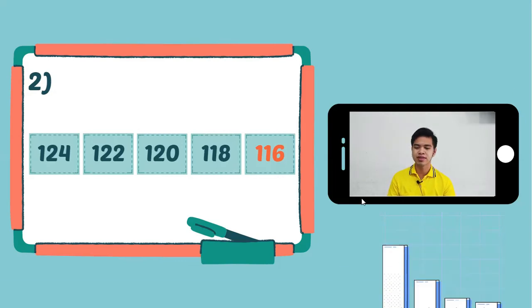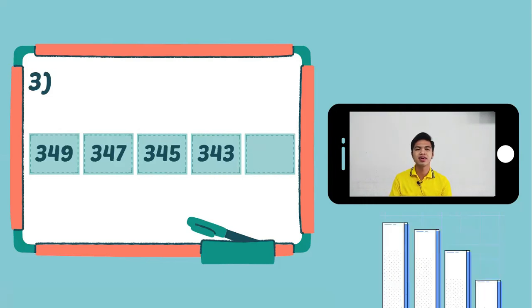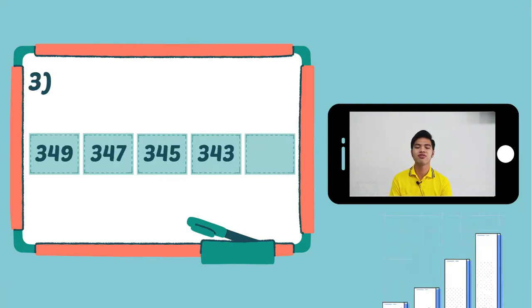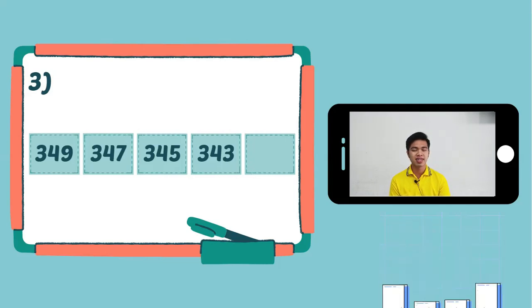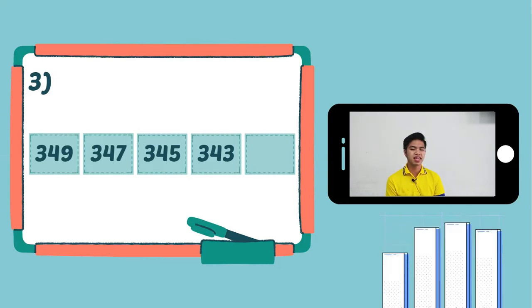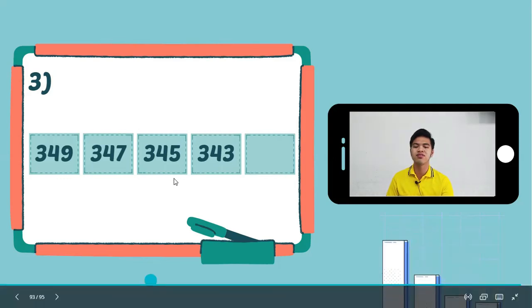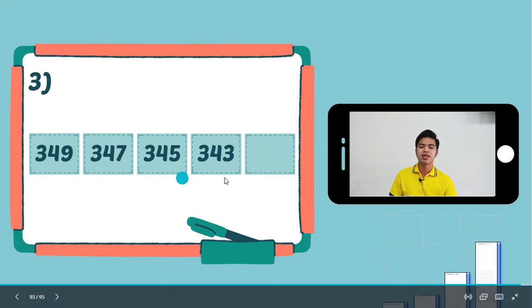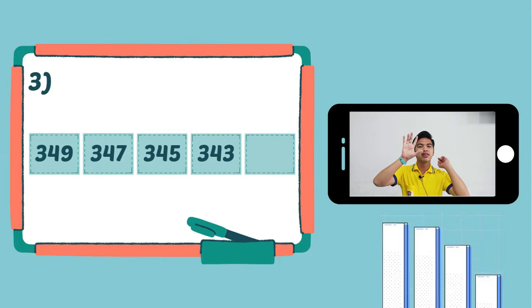Okay, so let's go to number 3. We have here 349, 347, 345, and 343. As we can see, the numbers are going down and down again. So that is why our pattern is counting down. And then let's find out the difference between the last two numbers, which are 345 and 343. Okay, so what is the difference between them? Let's count. 345, 344, 343.